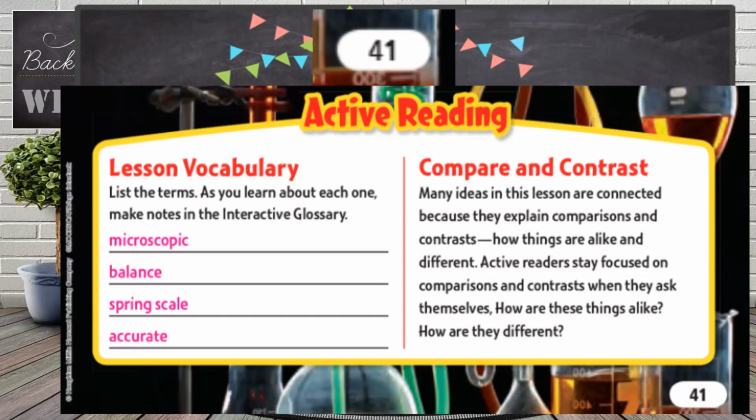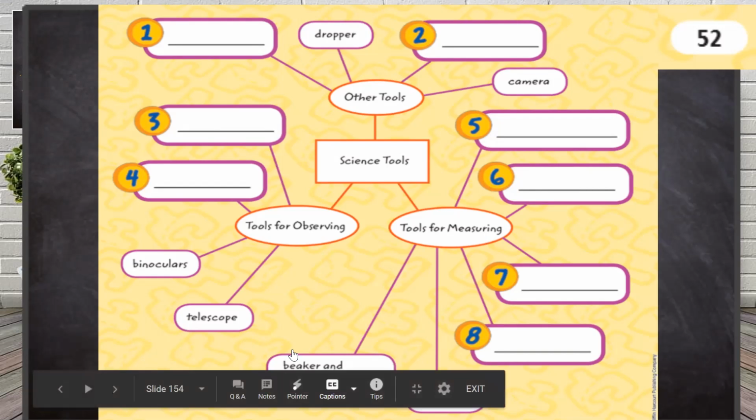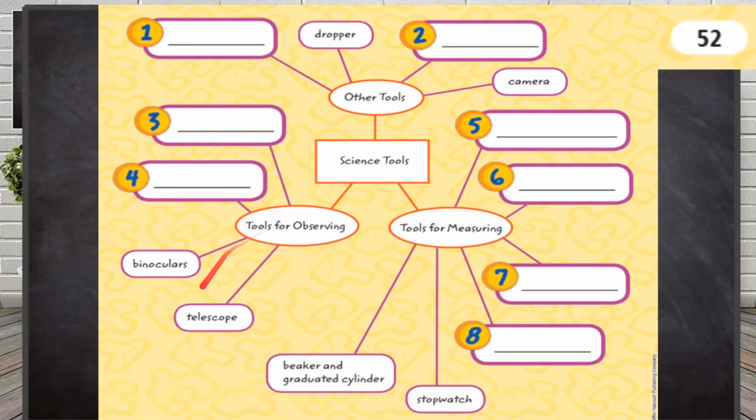Okay, guys, let's open to Sum It Up. Let's see, what do we have here? Open to page 52, please. This diagram is showing you the science tools, and we already divided the science tools into 3 divisions. You have tools for observation, you have tools for measuring, and you have other tools. Now, let's see what are the tools that you use to observe. For example, to observe, you are going to use a telescope or a binocular.